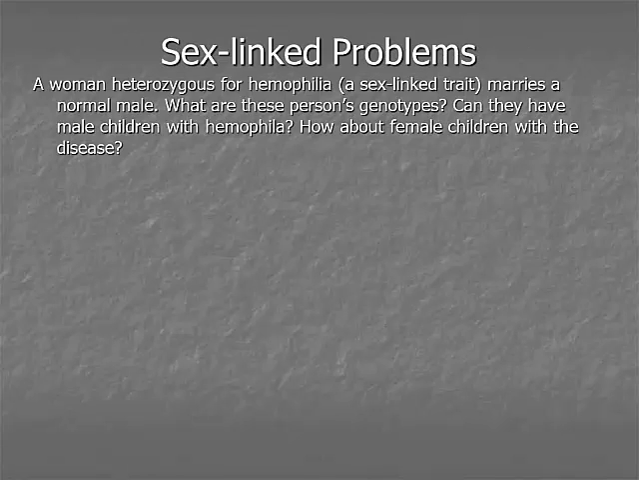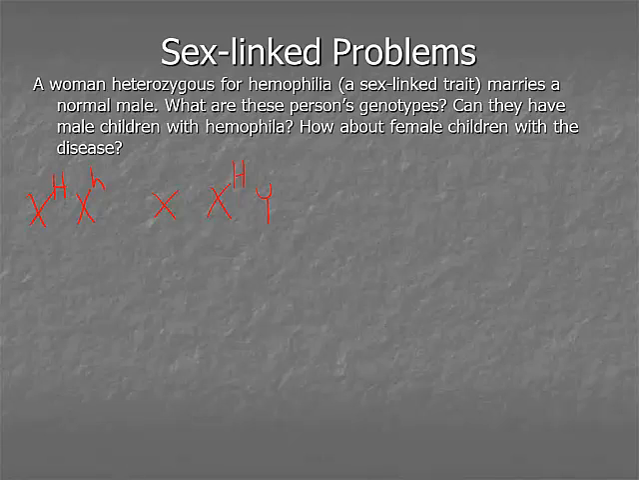A woman heterozygous for hemophilia. Again, remember we make our key. This time we're using the X chromosome. Capital H, lowercase h. She's getting two X's because she's a female and she's heterozygous. Marries a normal male. So that would be an X with a capital H and a Y. What are these persons' genotypes? Can they have male children with hemophilia? How about female children with the disease?